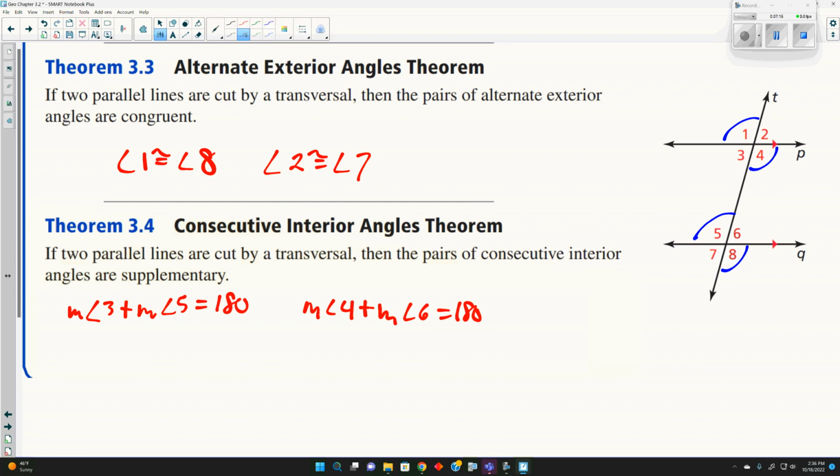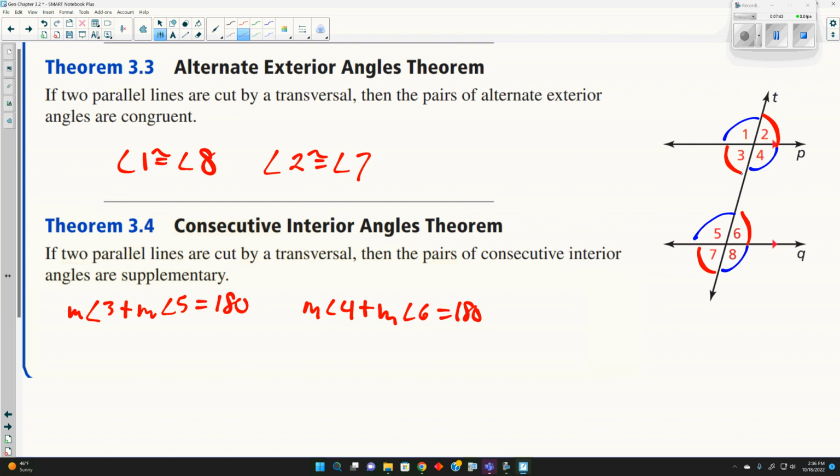Let's say 2. Well, 2 and 7 are congruent, yes? Alternate exterior. We know 2 and 6 are congruent because of corresponding angles, yes? Well, I could say 6 and 3 are congruent because they are alternate interior angles, yes? We could say 3 and 2 are congruent because of vertical angles. Same with 6 and 7.